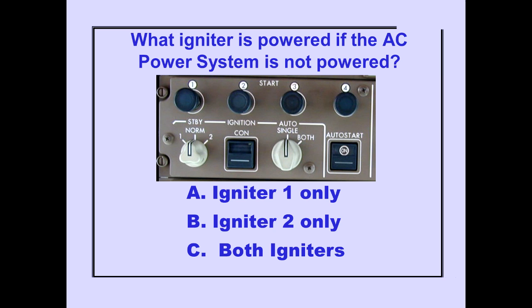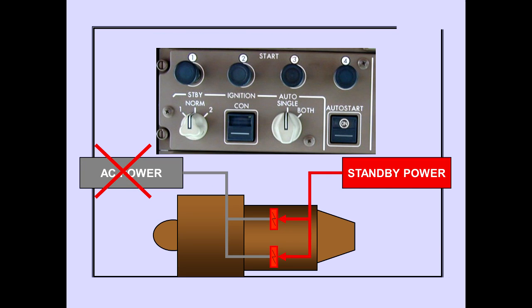Question. Answer C is correct. If the AC power system is not powered when the standby ignition selector is in normal, the standby power system supplies power continuously for ignition and both igniters are powered.